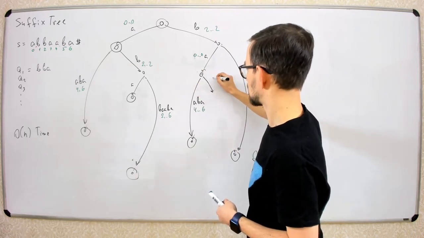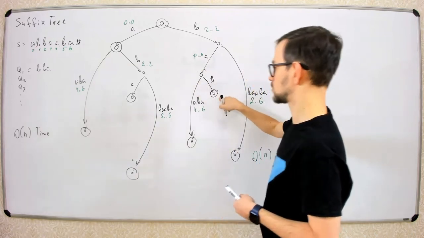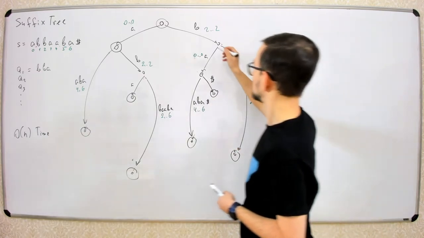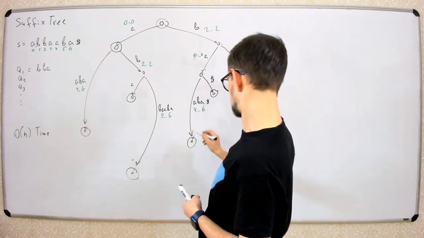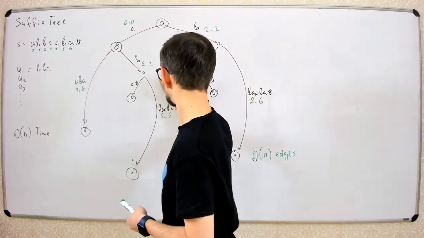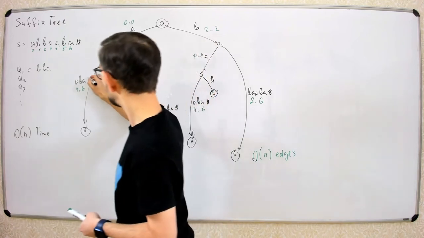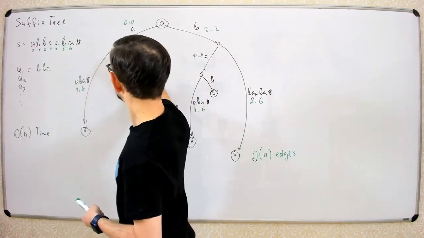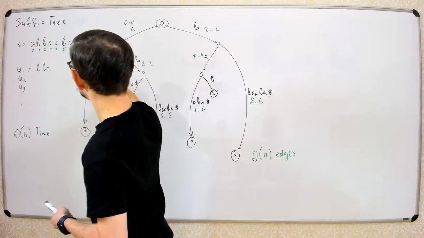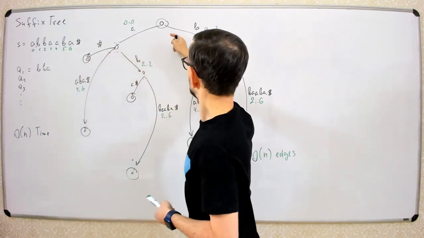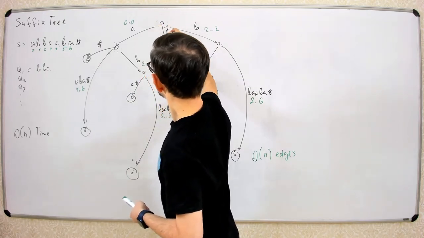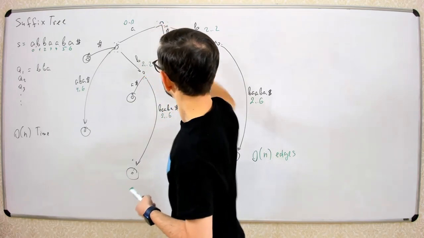So here I will have dollar sign. So this node will be terminal now. Here I will add dollar sign. Here dollar sign. And here. And here. And here. And also this node is no longer a terminal node, since I have this dollar sign here. So this node is terminal. And also the root is not terminal, because I will add the dollar signs, and this node will be terminal.